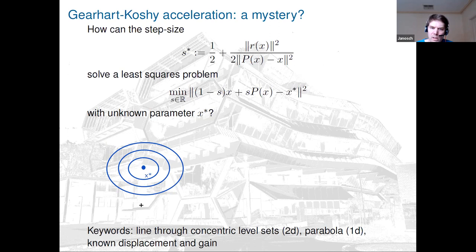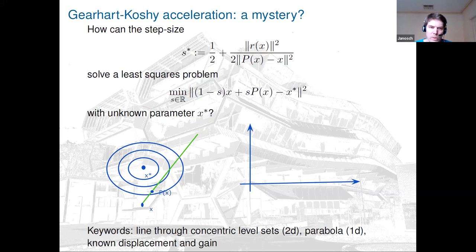Now I'm painting the same picture. I have my X here. I have my, let's say, P of X here. And what I want to find is the closest point here. But these are concentric circles. I'm putting the square norm there, and I'm moving along a line. So what do I get? Well, I get a parabola. And I know what the curvature is and so on, because I know that these are just concentric circles.